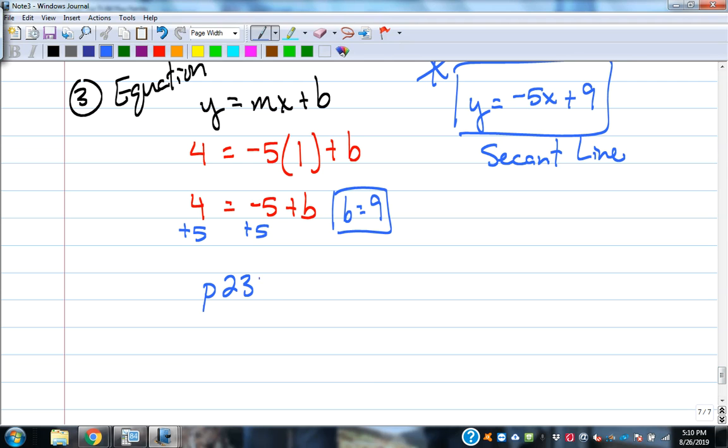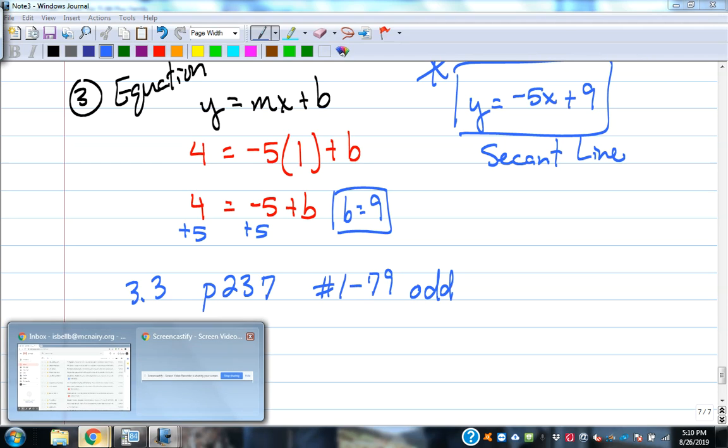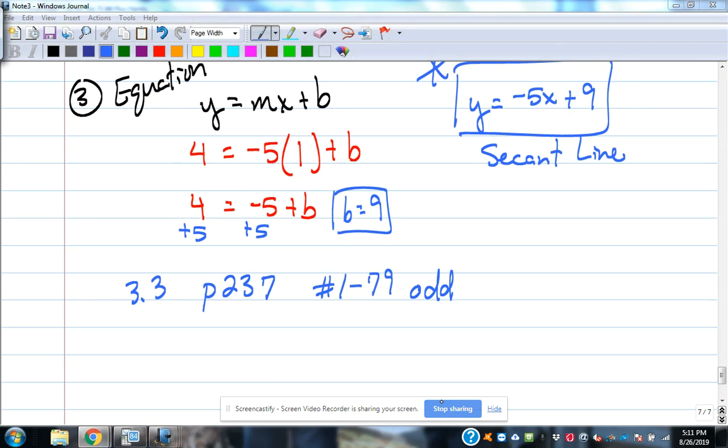Page 237, I believe, in section 3.3, 1 through 79, odd, obviously, out of that. And that gets you the sections there.